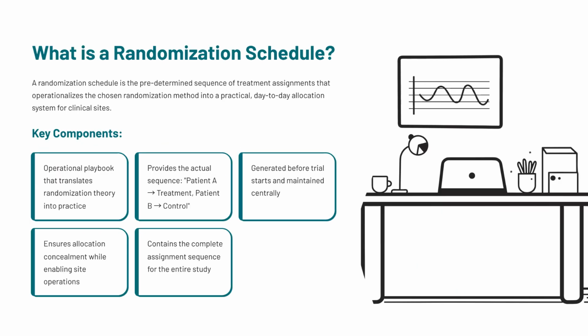Thanks, Liam. We often talk about randomization in broad strokes: simple, block, stratified. But what really matters for trial operations is how those ideas get turned into an actual sequence of assignments that sites can use day to day. That's where the randomization schedule comes in. At its core, the schedule is the operational playbook. It's not just what method you chose, it's how that method becomes a list of patient 1 assigned to treatment arm, patient 2 assigned to control arm, and so on.